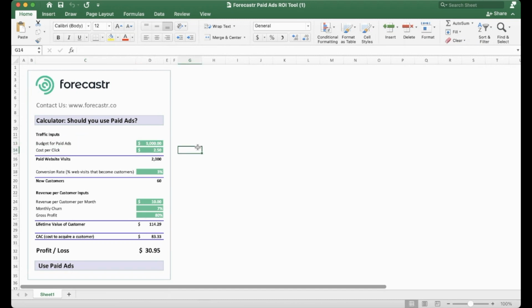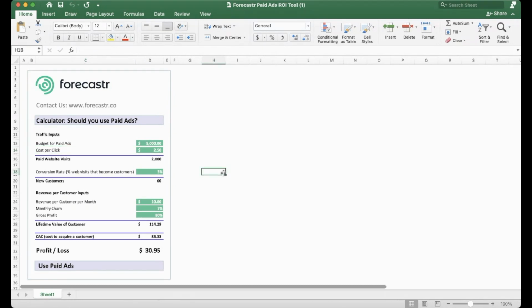And it's worth noting on the front end that it doesn't matter what types of paid ads you're using for this analysis. It could be Facebook, it could be Instagram. It all works, generally speaking, the same way. So I've got my budget for paid ads. We've already said that this is going to be $5,000. And then the next thing that we have to determine is our cost per click.